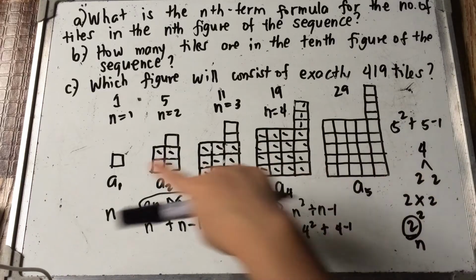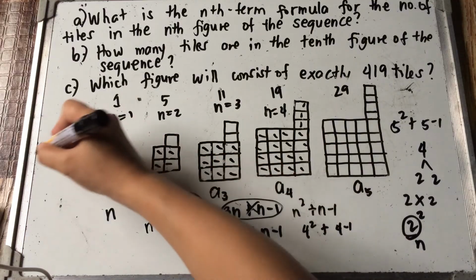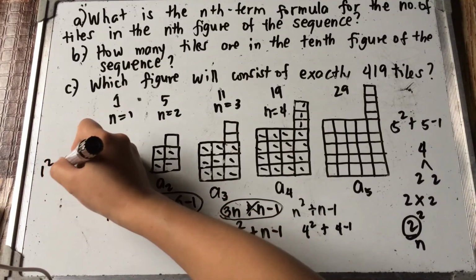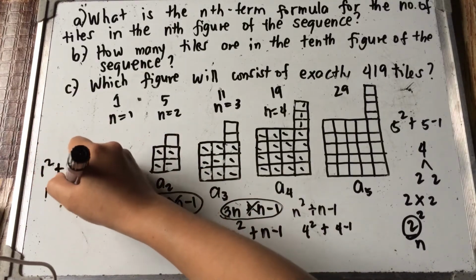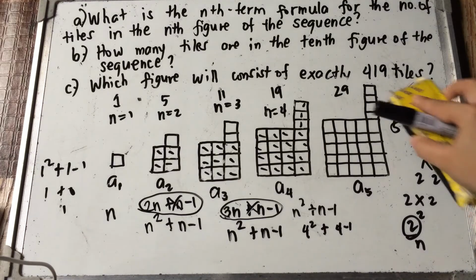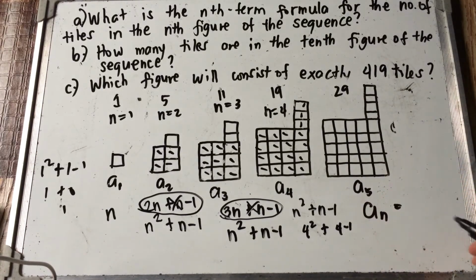So, ibig sabihin, dito sa una, kung yun din ang magiging formula, n squared, so 1 squared, and then, plus 1 minus 1. So, ang n naman ay 1. So, n squared is 1 plus 0. So, we have 1. So, tama. So, ang ating formula for the given sequence is a sub n equal to n squared plus n minus 1. Ayan. So, that is the answer for letter A.